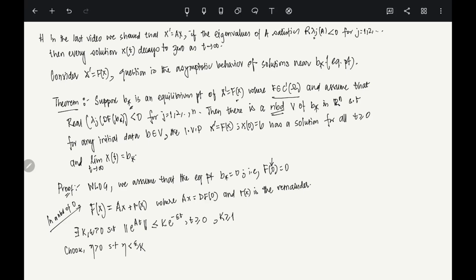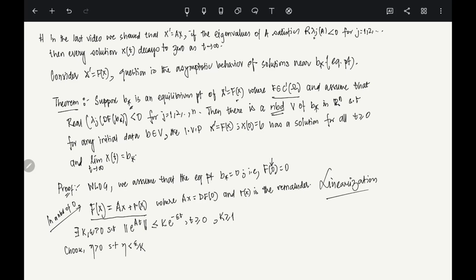Think about it. Here I want some property of a nonlinear system near an equilibrium point. Since f is C1 in a neighborhood of the equilibrium point, I can think of the nonlinear system as a linear system. I can approximate it, right? And the behavior of the linear system, I expect it to work also for the nonlinear system. That's what is happening here. This is called linearization.